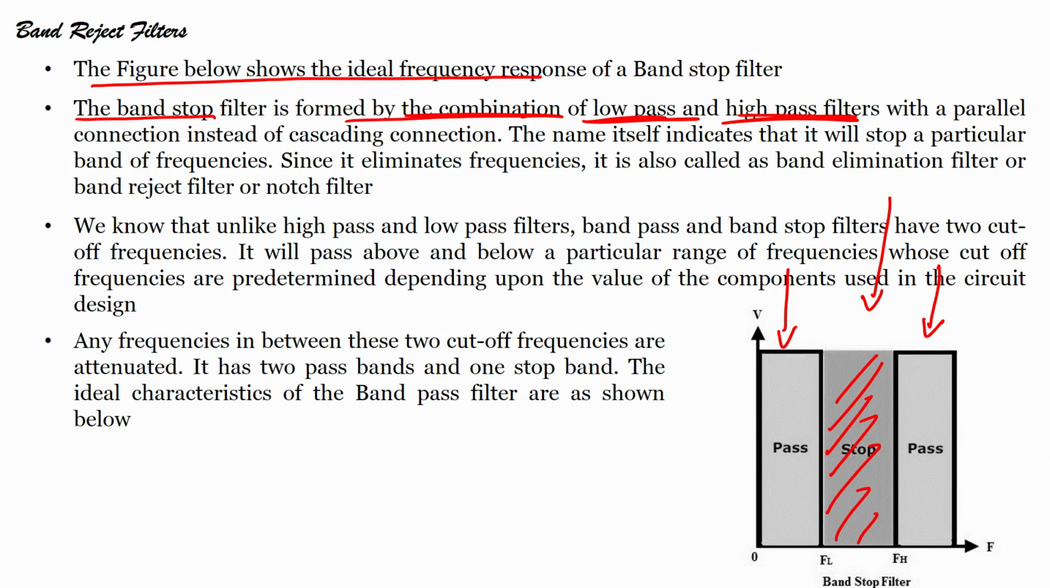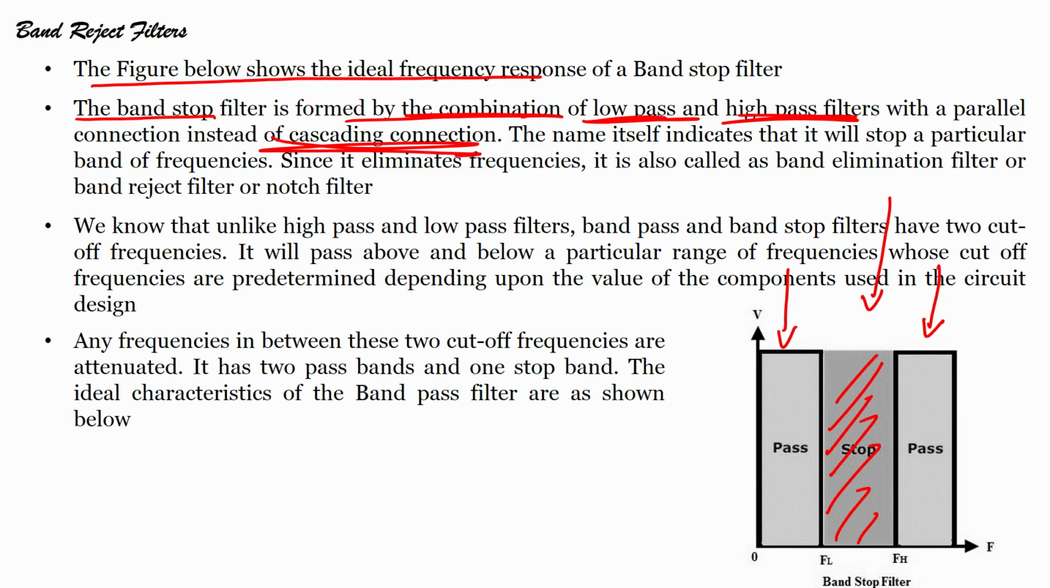In case of the band pass filter, it was high pass and low pass. In case of band stop, low pass and high pass with a parallel connection instead of cascading connection. In case of band pass filter, we were cascading low pass filter and high pass filter. In case of band stop filter, we are connecting low pass filter and high pass filter in a parallel connection. So, you remember that when you have to design a band reject filter or band stop filter, you have to connect your low pass and high pass in a parallel connection.